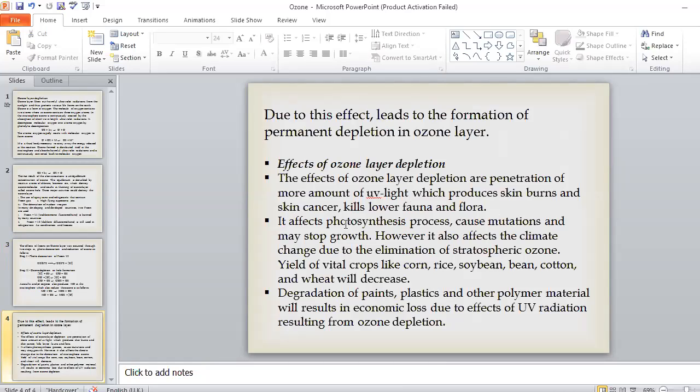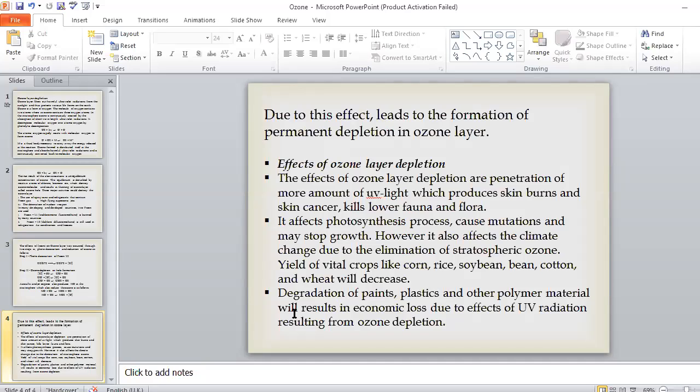It causes mutation, in the sense of repeated formation of cells, the mutation that mainly takes place in case of cancer cells. So more exposure to the ultraviolet radiations will lead to the formation of cancer. So this is how the depletion of ozone is affecting us.